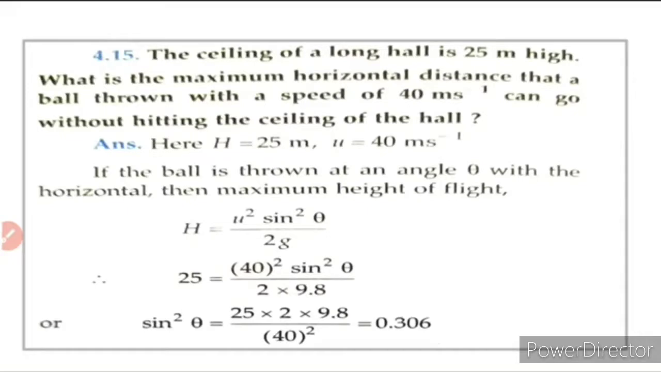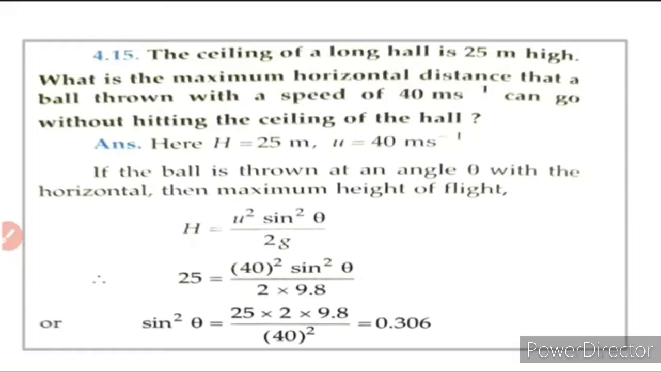So first of all, we will use the expression for maximum height. From that, we will get sine theta. Using that sine theta, we need not find theta, because again we will be using trigonometric relations. From sine theta, you can find cos theta. Then likewise you can find the range.